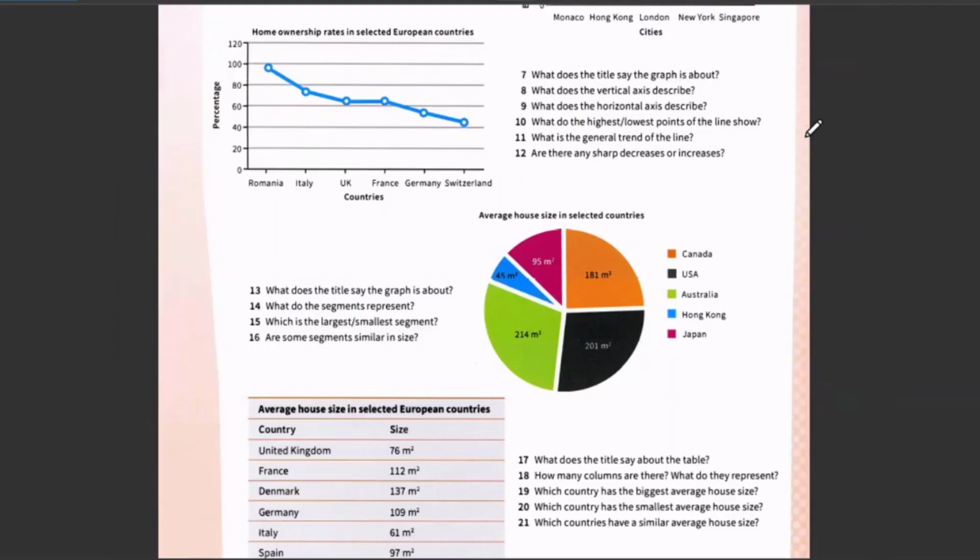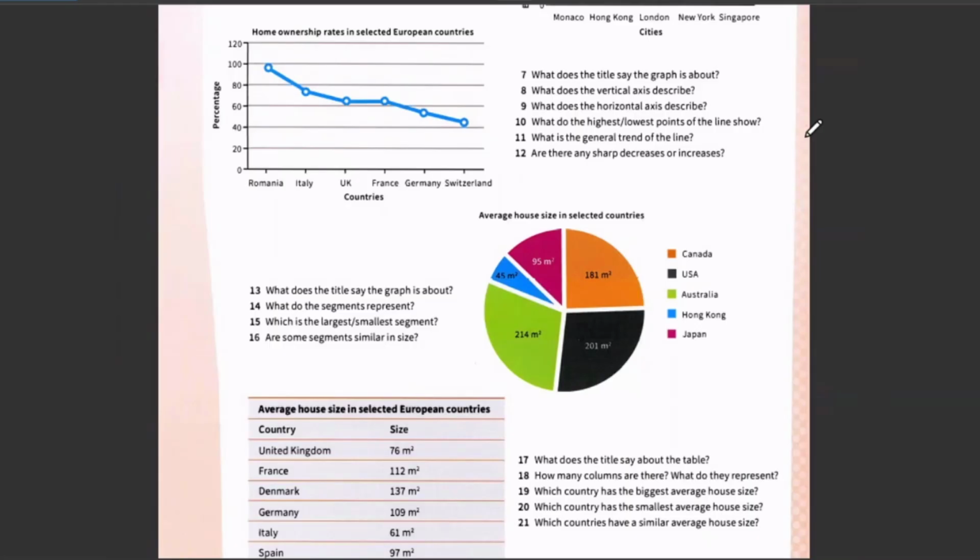Okay, next is number 12. Are there any sharp decreases or increases? As we can see from the line chart, Romania has the highest point, and from there, Italy, UK. I'm sorry, let me repeat myself. Yes, sure, go on. So from the line chart, there are no significant sharp decreases or increases, but as we can see, Romania has the highest point, and from there it decreases to Italy, UK, having a similar kind of percentage, and UK and France have similar percentages.